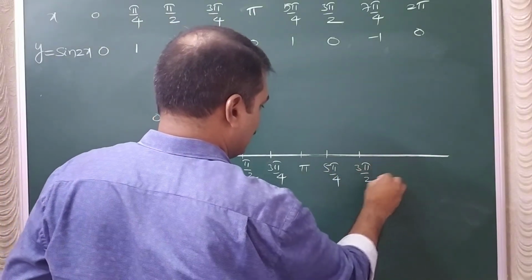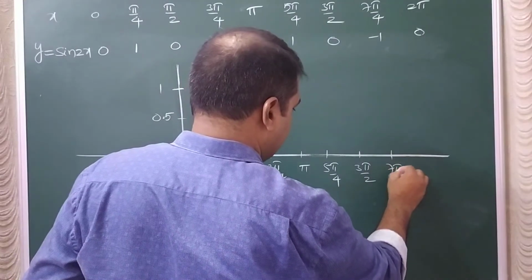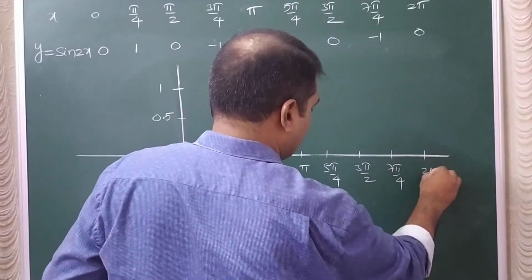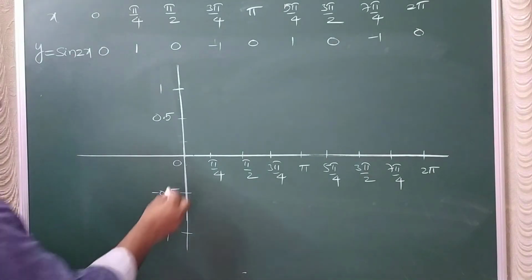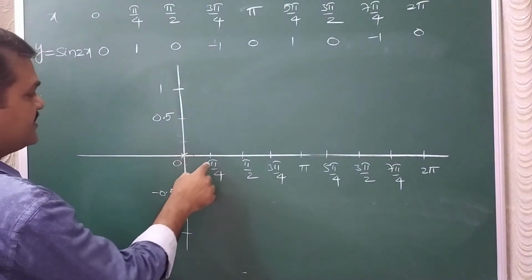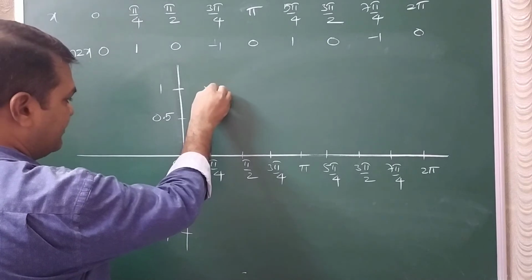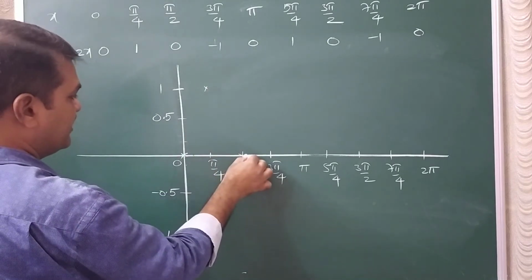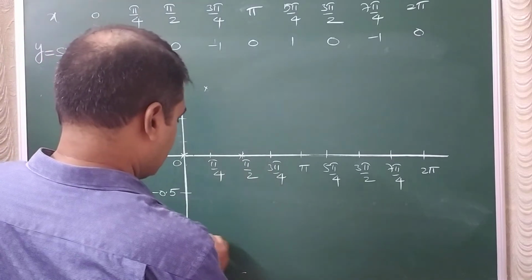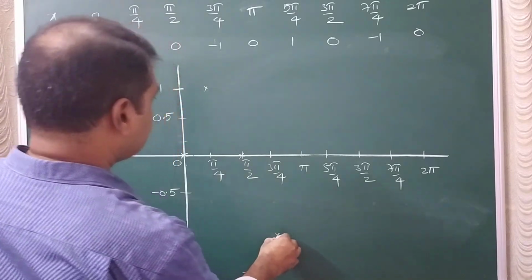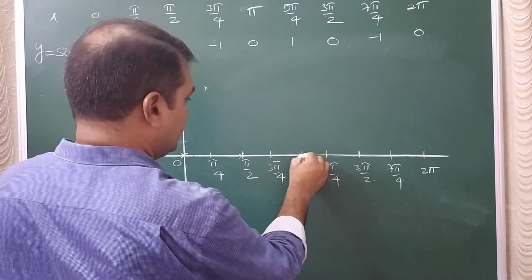3 pi by 2, 7 pi by 4, 2 pi. Now plotting the points, x is 0, y is 0. X is equal to pi by 4, you are getting 1. X is equal to pi by 2, 0. For 3 pi by 4, you are getting minus 1, somewhere here. For pi, y is 0.